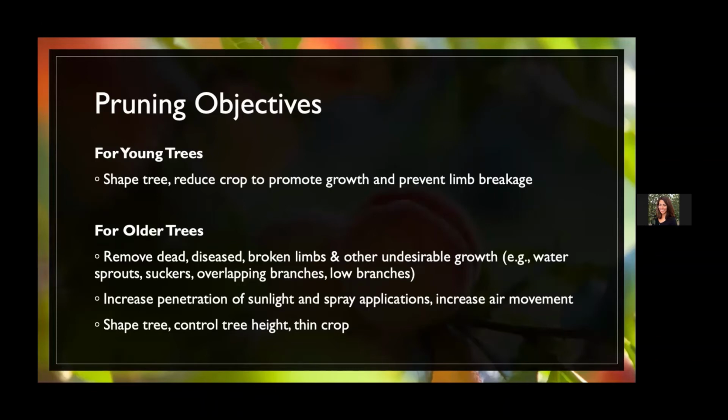So for younger trees, we're primarily focused on shaping the tree, setting the foundation of that tree to grow and be successful. We're also reducing the crop to help promote growth and to prevent limb breakage. So we don't generally want young trees to set a crop, because all of the resources, if fruits are present, will go into growing the fruit and maturing the fruit.